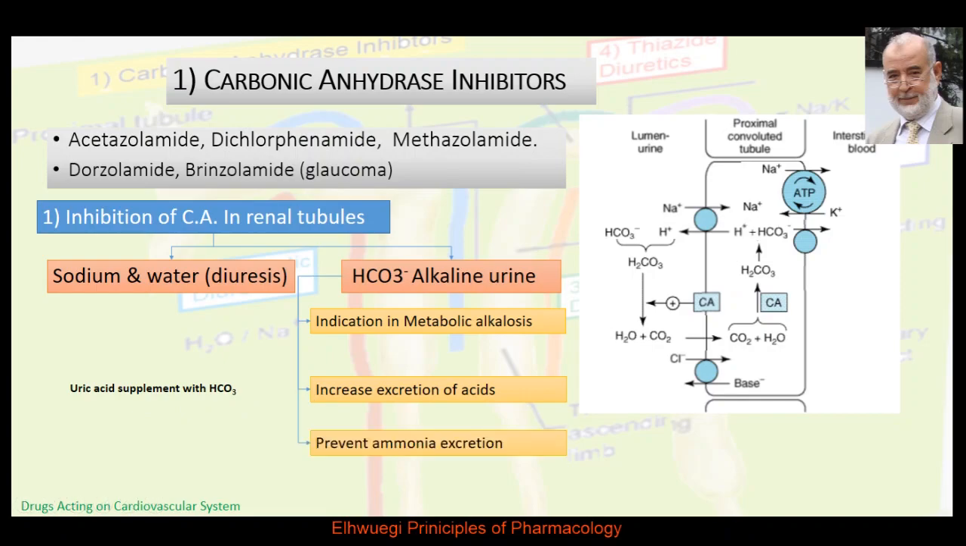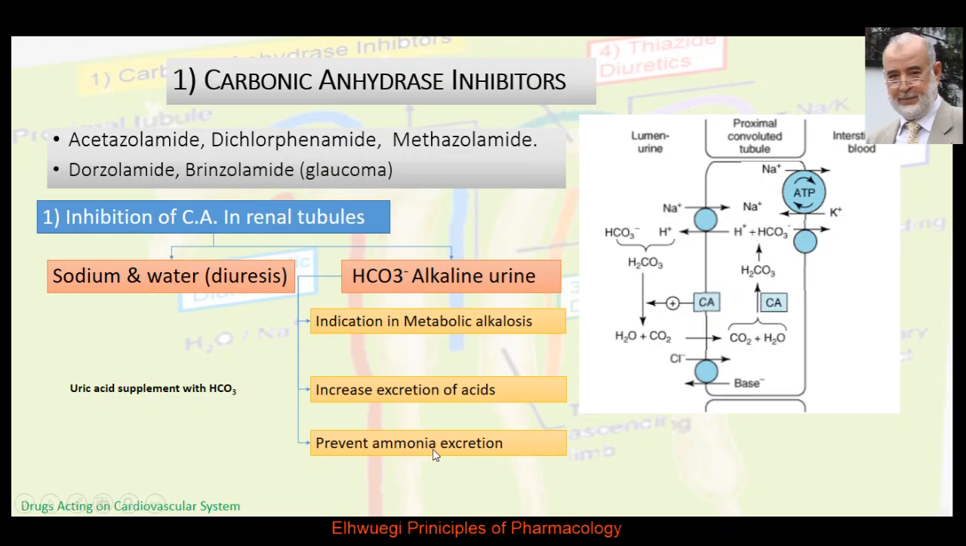A third action, which results from alkaline urine, is that it will prevent ammonia excretion. As we know, ammonia is a product of the liver, and in certain hepatic impairment, especially with people with heart failure, usually they secrete a large amount of ammonia.